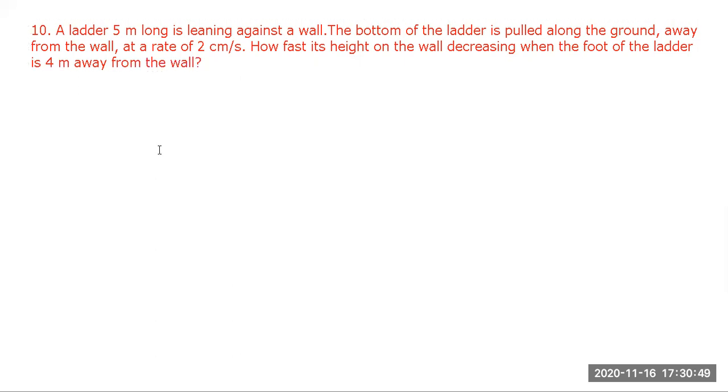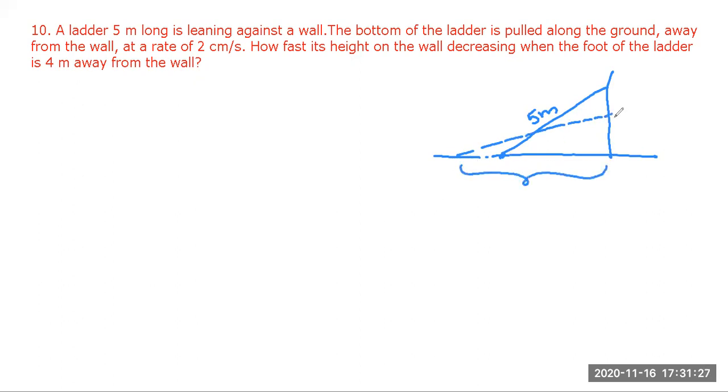So there is a question. A ladder 5 meters long is leaning against a wall. So you have a wall, and this ladder is 5 meters. The bottom of the ladder, that means this part, is pulled along the ground away from the wall. That means it's moving like that. The ladder is becoming like this. So there is an increase on this side and a decrease on this side.